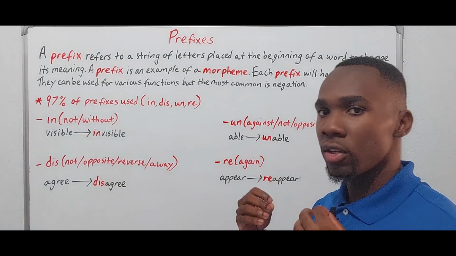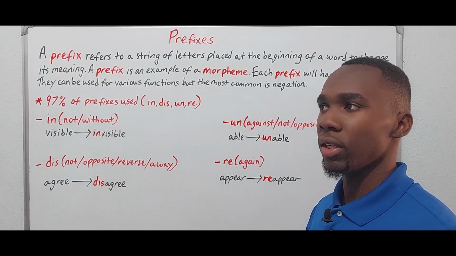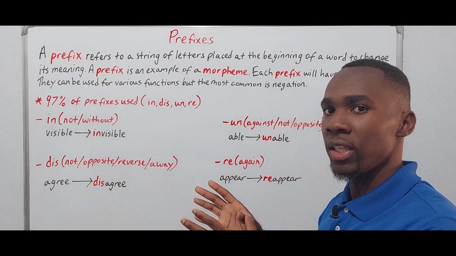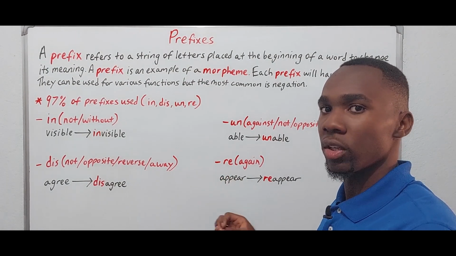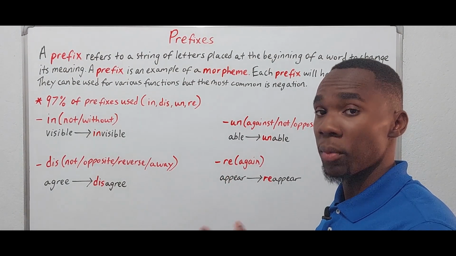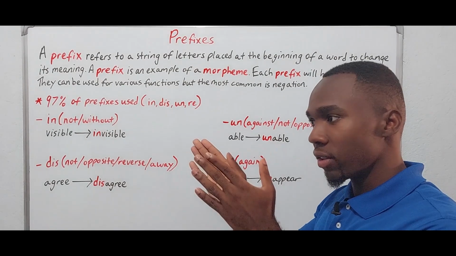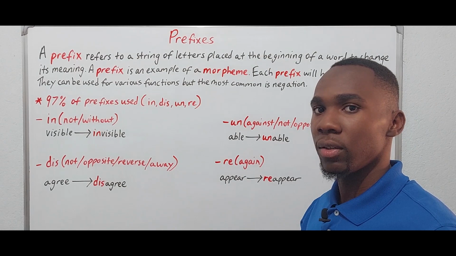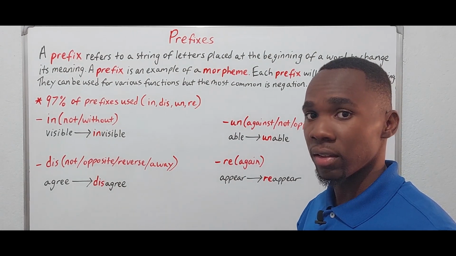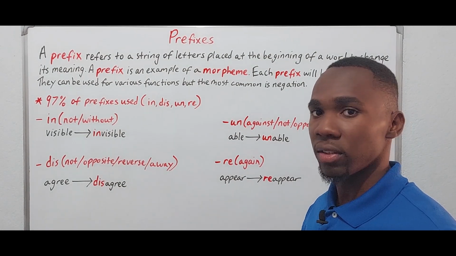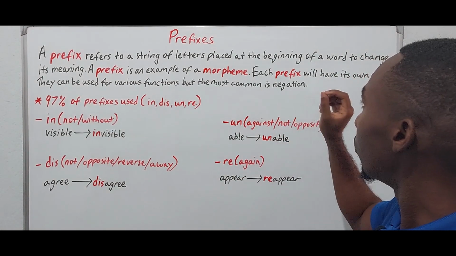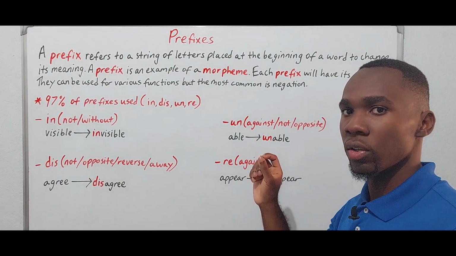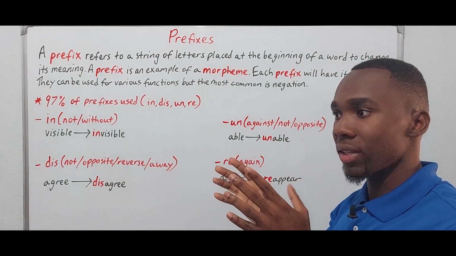Have you ever looked at a word and seen that it can be broken down into smaller parts? Those letters or word parts that you see at the beginning are what we call prefixes. So they're placed at the beginning of a word, and you have a word that is complete.